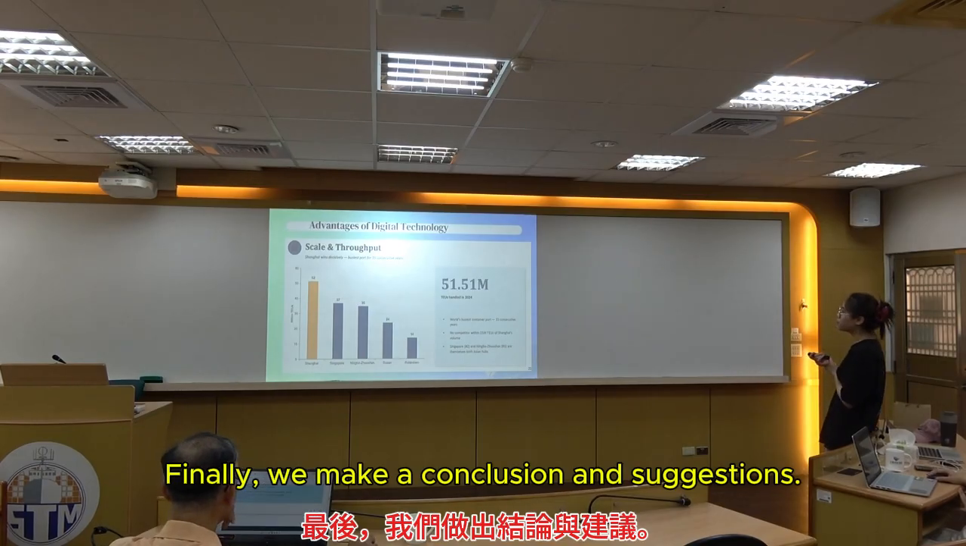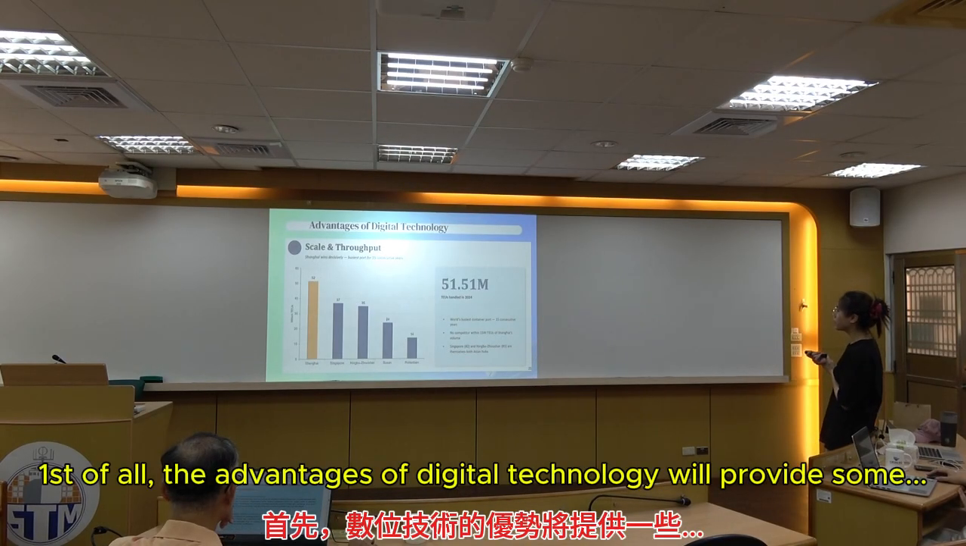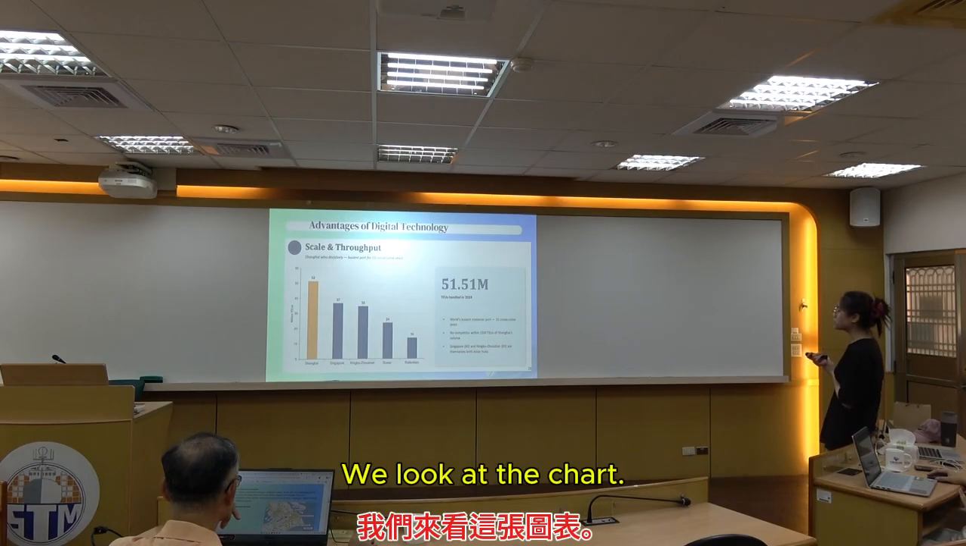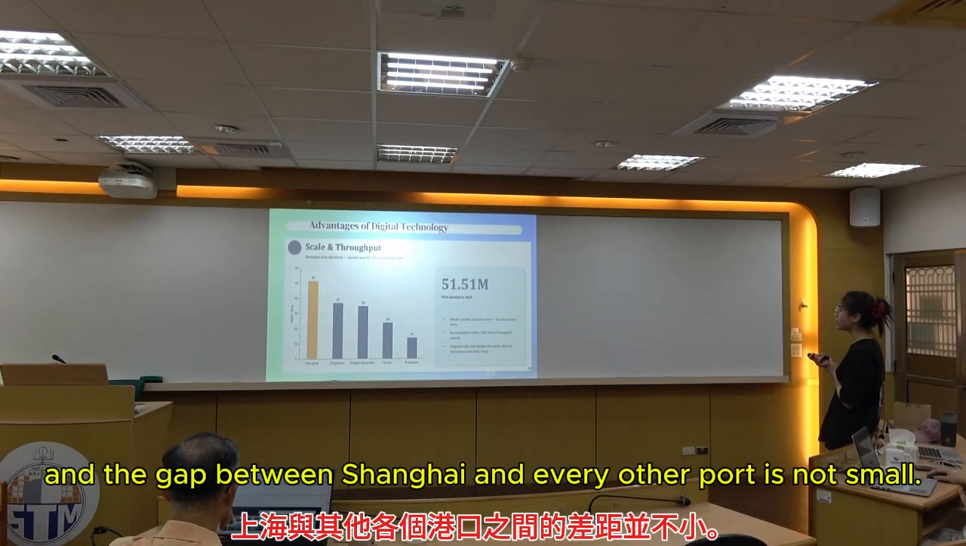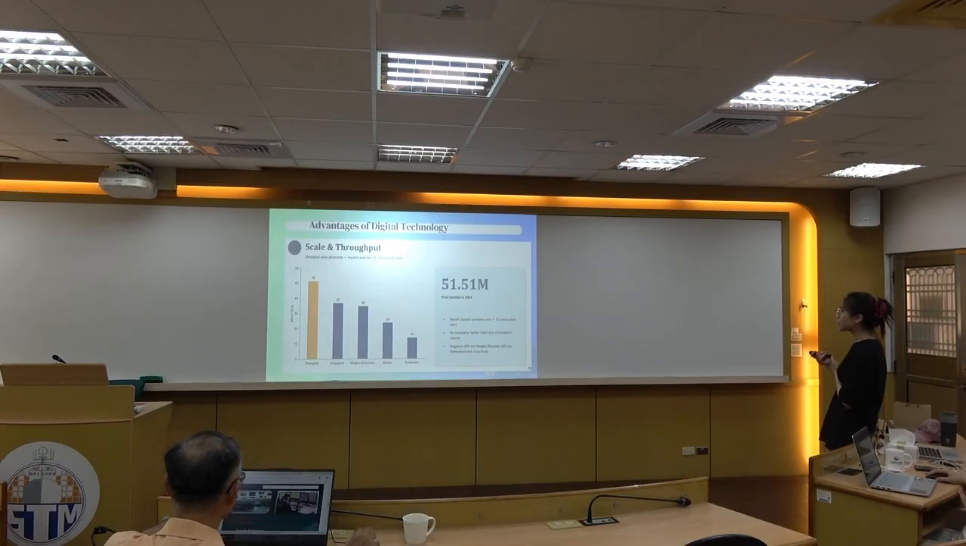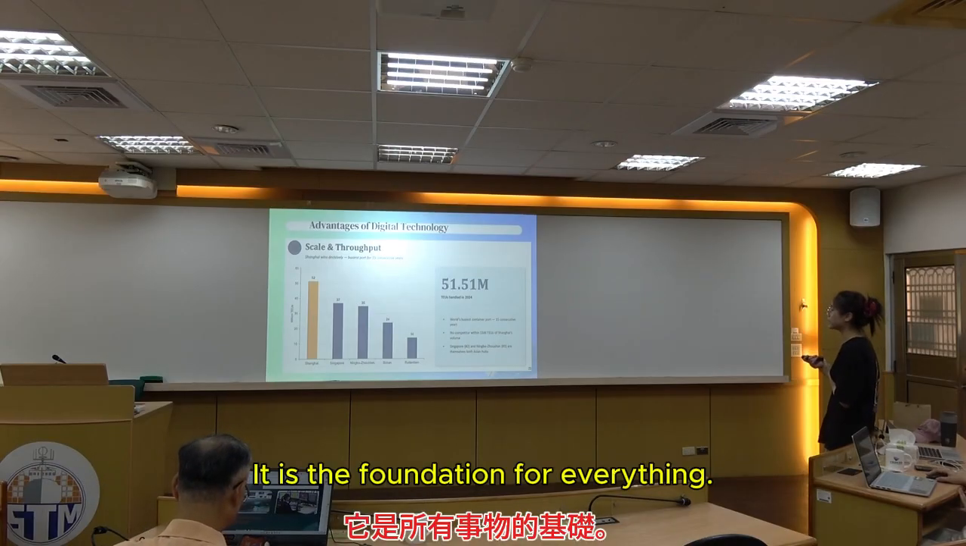And first of all, the advantages of digital technology. We look at the chart. It shows the Shanghai port handled 42 million TEU in 2024, and the gap between Shanghai and every other port is not small, and it is the foundation for everything.